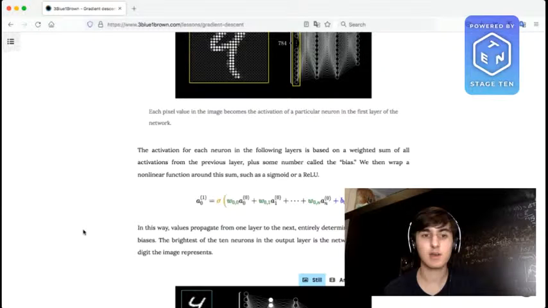The brightest of the 10 neurons in the output layer is the network's choice for which digit the image represents. So, see, there's a 4 is the choice, or excuse me, they're doing a 7 now. Let's see. Yep, they got the 7. Perfect. And that's the one that lit up.